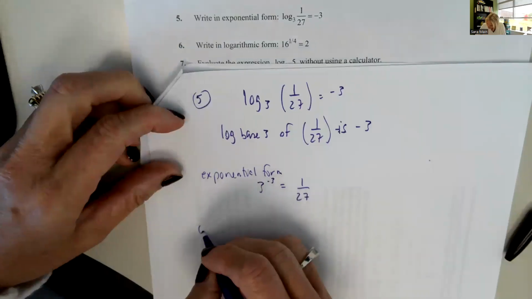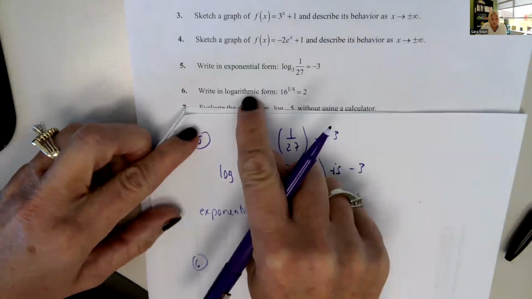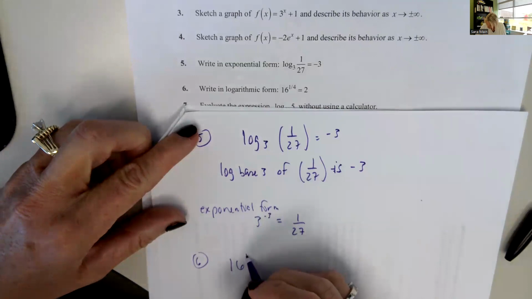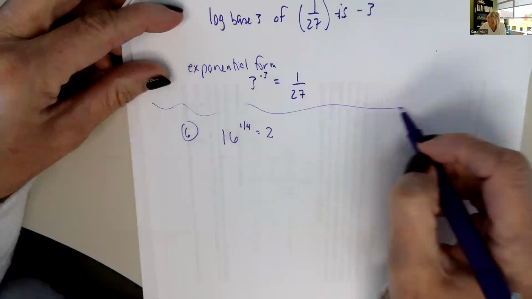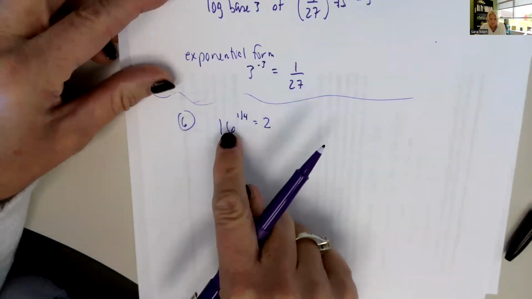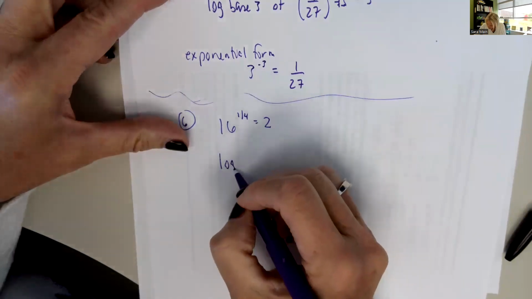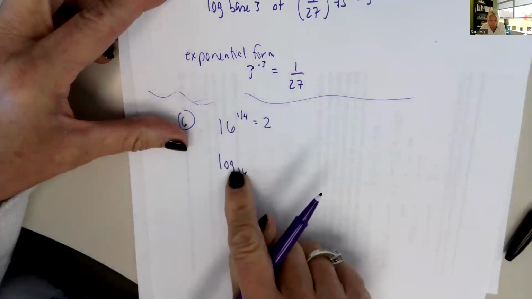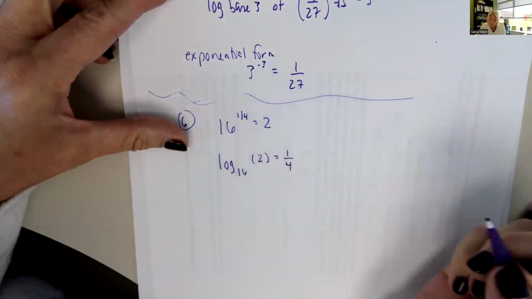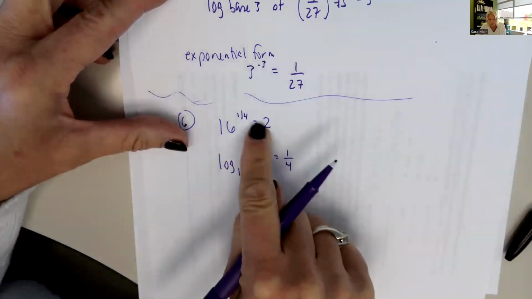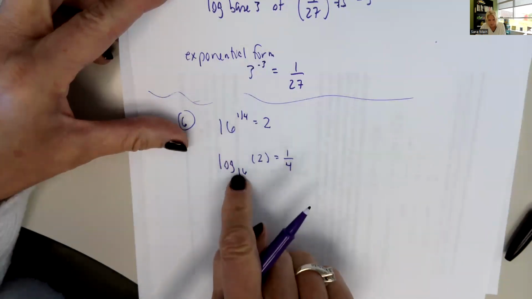Number 6 says, write this exponential form in log form. So again, this is base 16 to the 1/4 power equals 2. So it's going to be log base 16 as a subscript here of 2 equals 1/4. The exponent and the equals switch positions, and then the base in the exponential is the same as the base in the log.